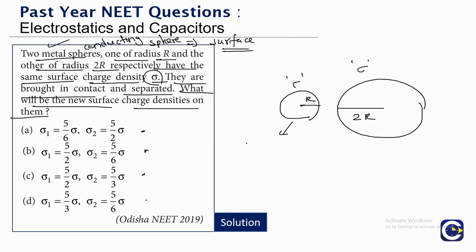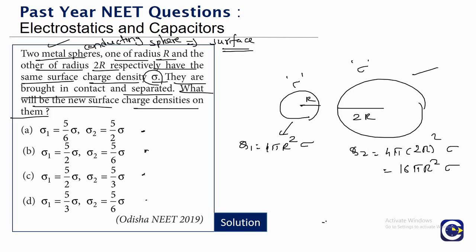So if you want to know what is the charge on this, what is the surface area? 4 pi r square. What is the charge on this one? Surface area is 4 pi into what is the radius here? 2r. 2r whole square means 4r square will come. We'll see. The bigger one is of course having a larger amount of charge.